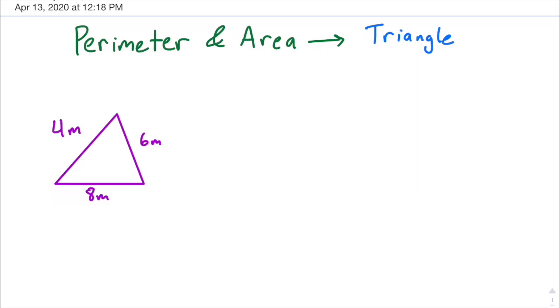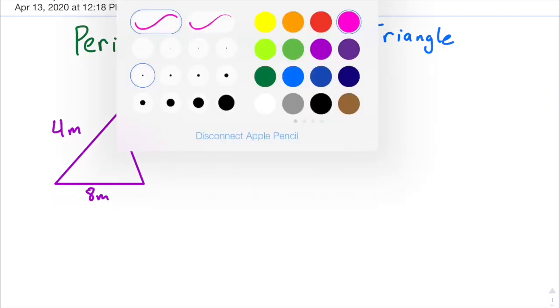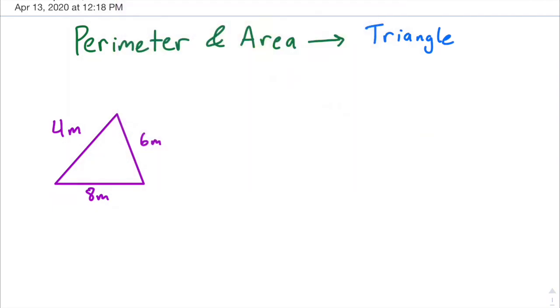Okay, so now we're going to be looking at perimeter and area of a triangle. So let's start off nice and simple. Perimeter, we know that we're going to add up all the sides. So let's just look at all the sides.